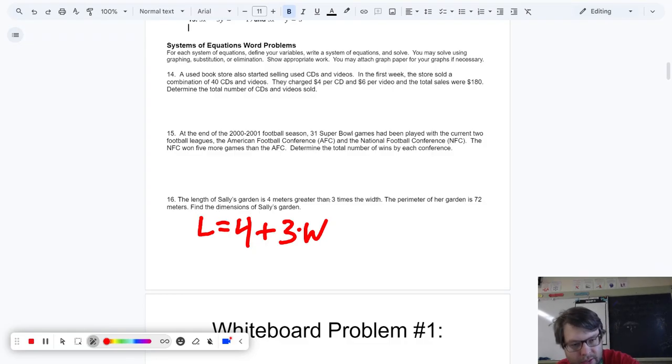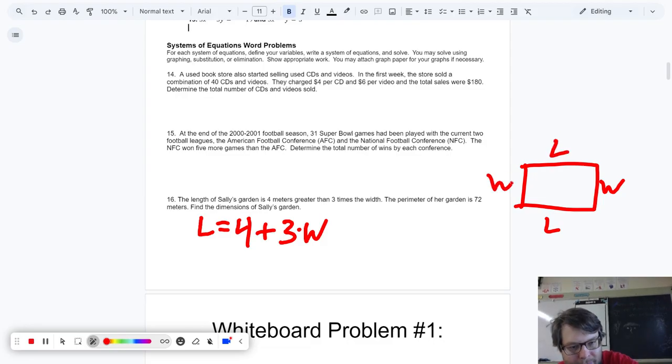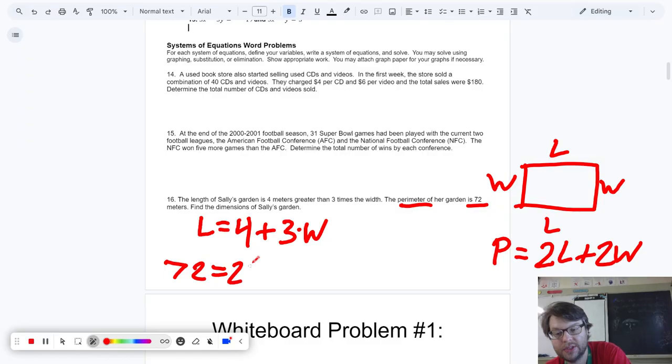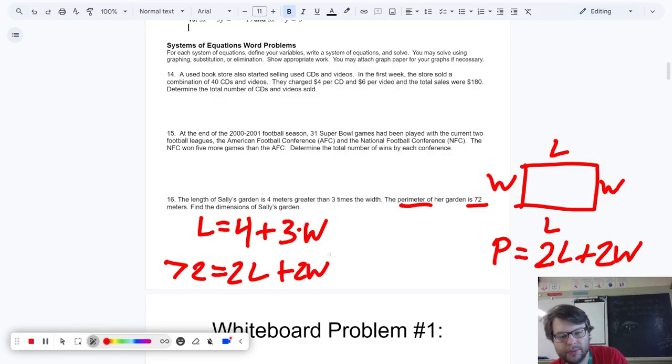The perimeter is 72. Just to remind everybody, if you have a rectangle, if we call this the length and the width, then you've also got a length on top and a width on the side. So your perimeter is 2 lengths and 2 widths. And they told us the perimeter is 72. So I know that 72 is 2 lengths plus 2 widths. Ask yourself, substitution, elimination? I'm going to use substitution here because I have the letter L already isolated.